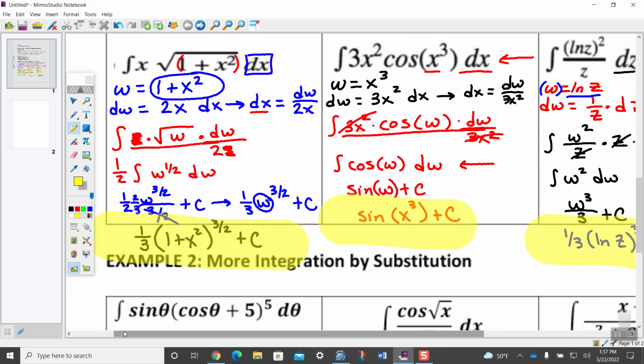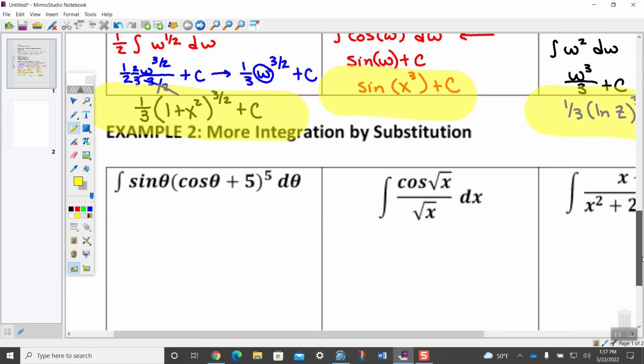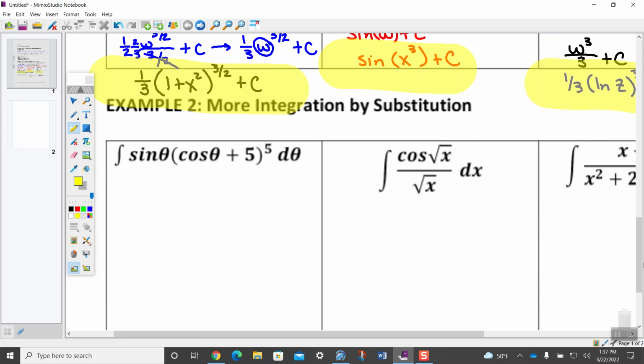Kids, take a look at the next one. We've got some trig functions involved, but which power looks to be the highest? The one with sine or the one with cosine? So what part is inside with that higher power? Cosine theta plus 5. Anybody want to guess what w should equal?